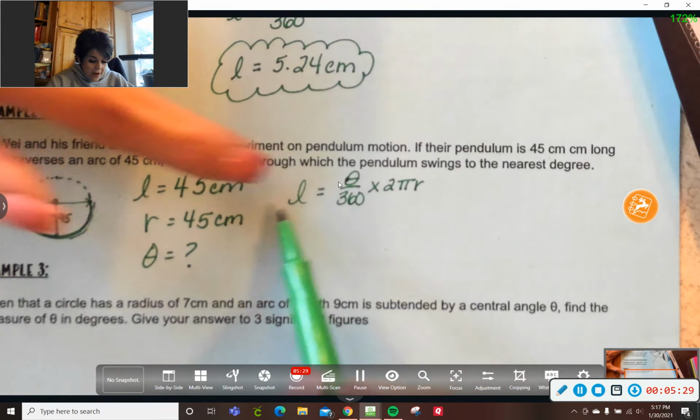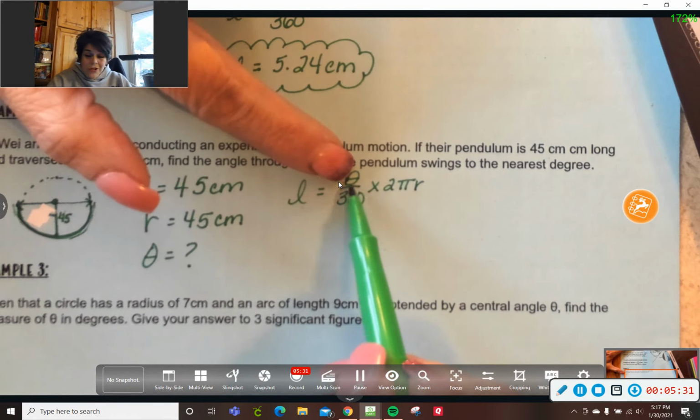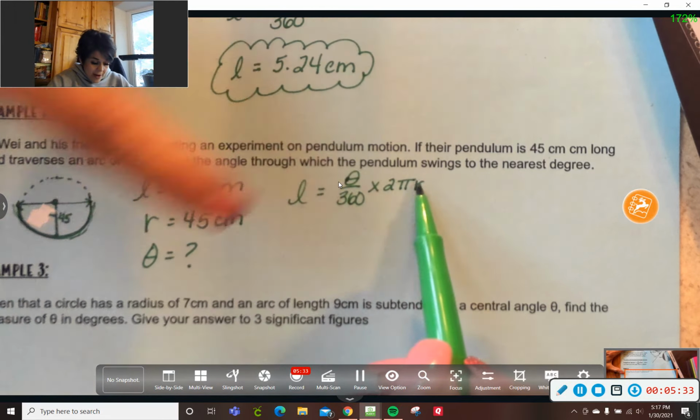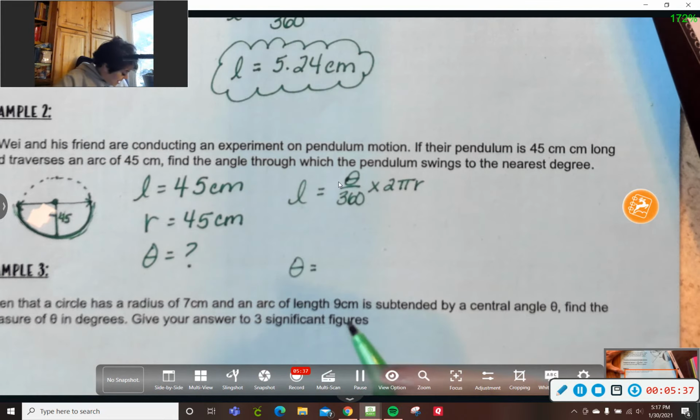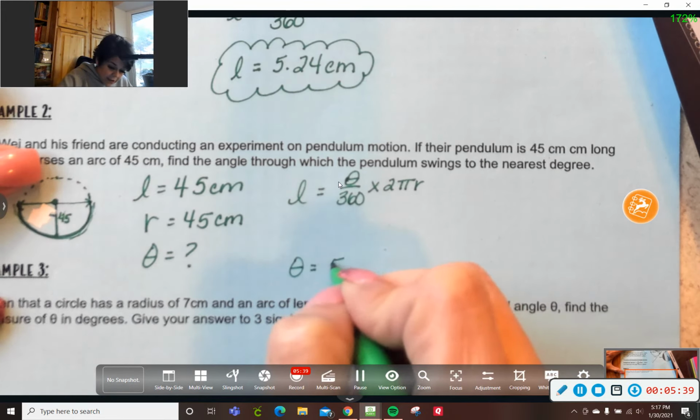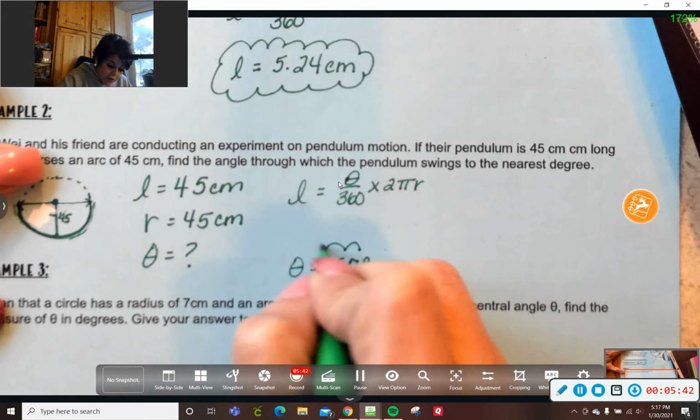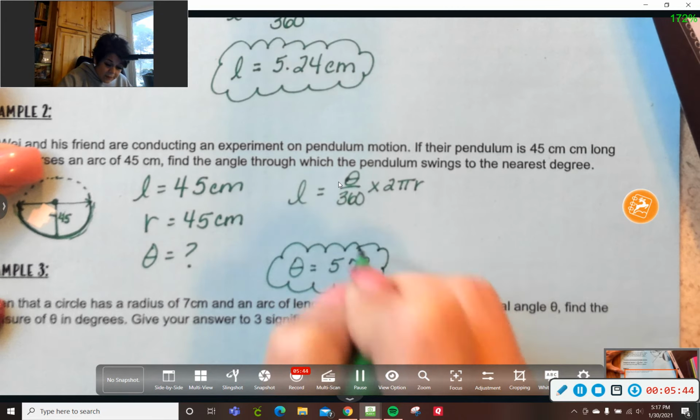So you're going to do 45 for L. You're going to plug in, you don't know what theta is, times 2 pi, and you know r is 45. Now when I solve this one, I got theta to be 57 degrees. So you solve it and see if you get that as well.